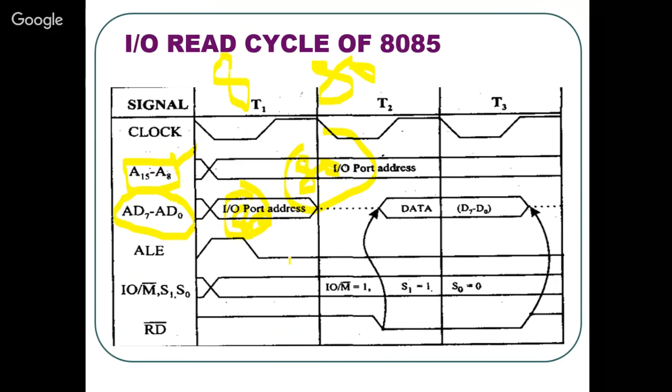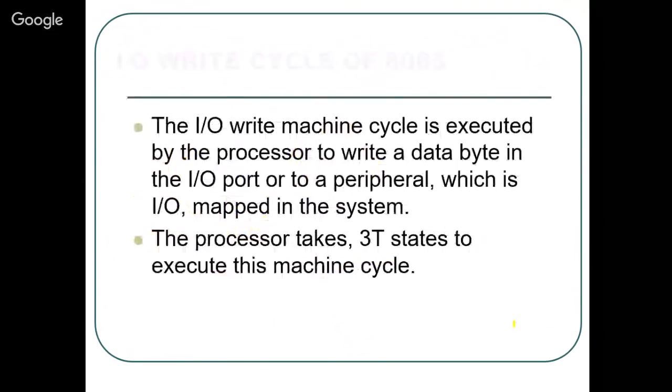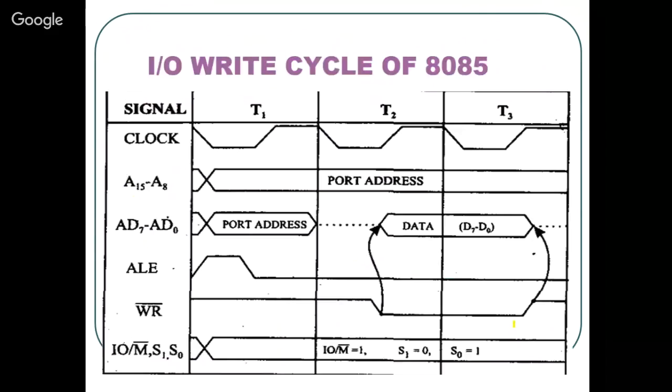Everything will remain the same except that this is the IO operation, so it is better to show it like that. The IOM line will be high, and for the read operation the read bar line goes low for the second and third time states. For IO write it is the same thing, only instead of read bar show write bar, and the rest of the thing will remain the same.